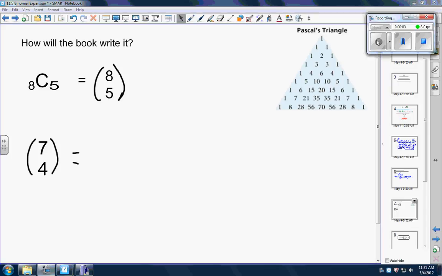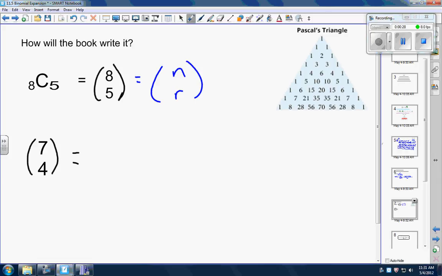Now, this particular book's going to write them a little bit differently. So you guys have always seen 8 choose 5 or 15P7 or whatever. They're just going to use parentheses here, and they're going to put the n on the top and the r on the bottom. So when you see something like that, it's automatically a combination. Okay, so 8 choose 5 would look like that.